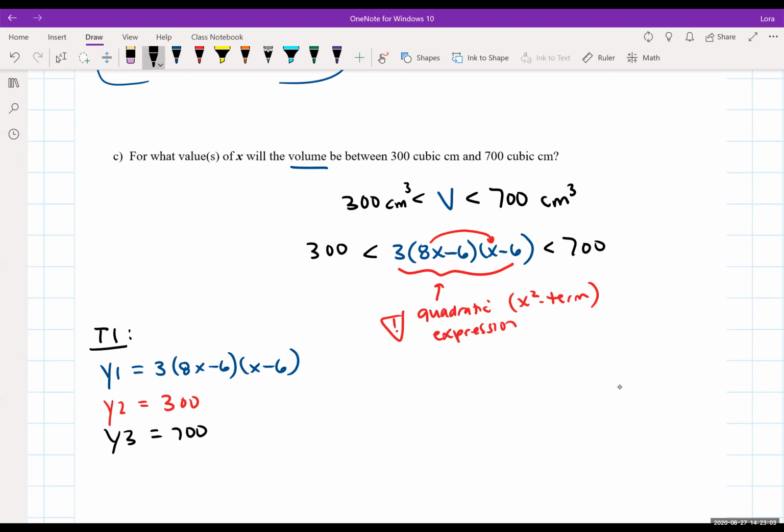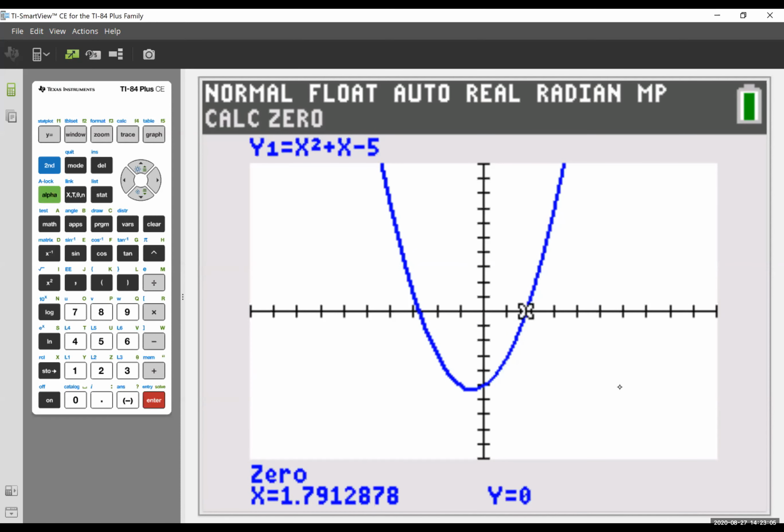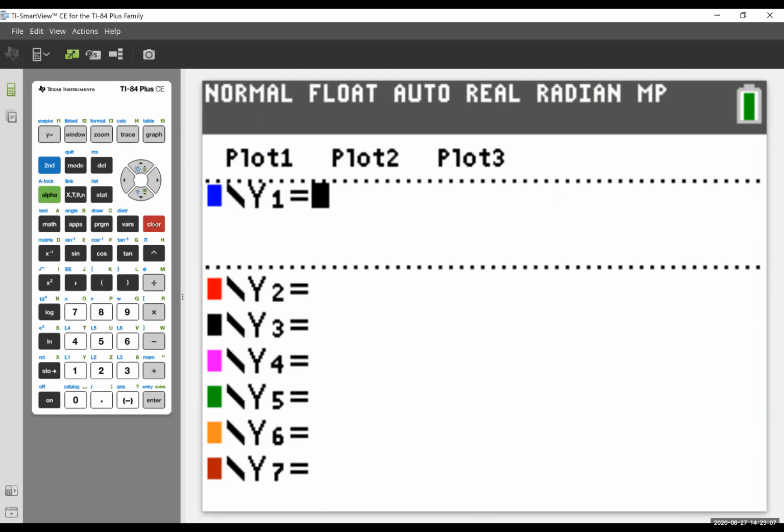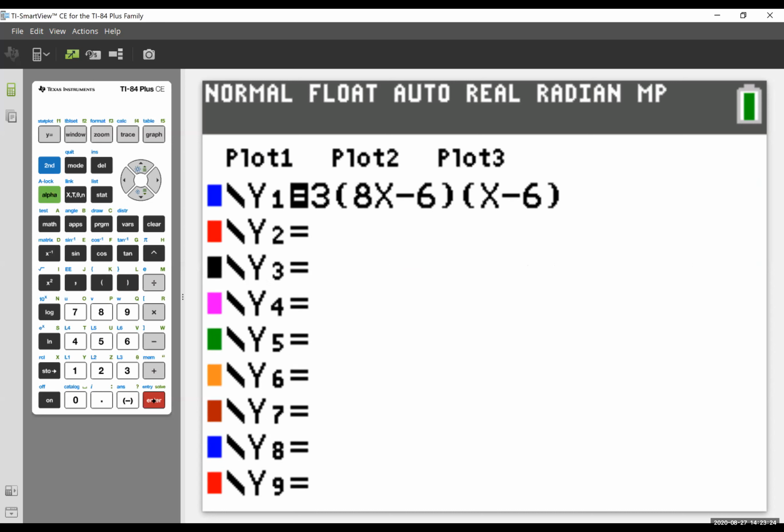So we have work from our previous part. But let's look at y equals one more time. And I'll put the volume in there. So 3 times 8x minus 6 times x minus 6. And notice you never have to multiply it out. The calculator will deal with it in this form. Now we're looking in between 300 cubic centimeters and 700 cubic centimeters.